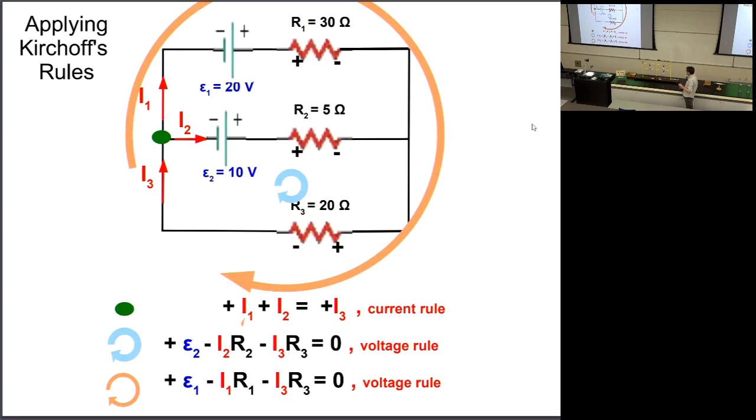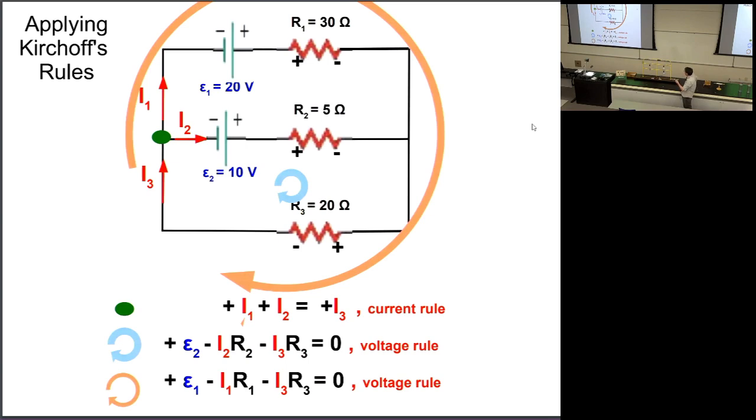Here are the three equations that come out of the one node and the two loops. As I mentioned, the junction rule, or the current rule, tends to lead to a very simple relationship between the currents, and so that's always a good one. I always kind of favor the junction rule. In our case, it simply says that the current going in, which is I3, must equal the currents coming out, which are I2 and I1. So I1 plus I2 equals I3.